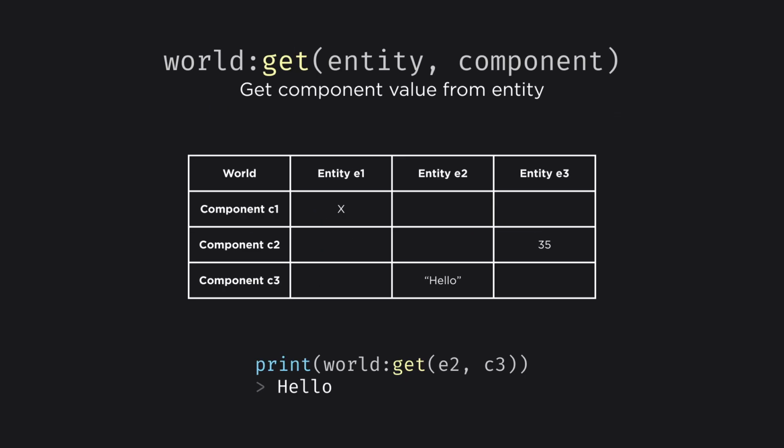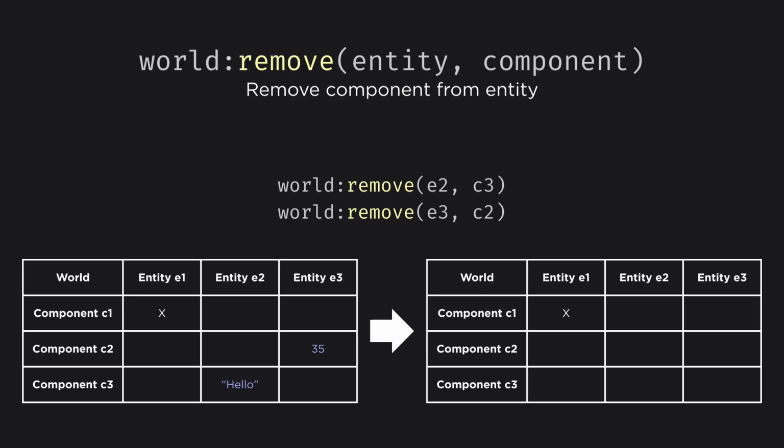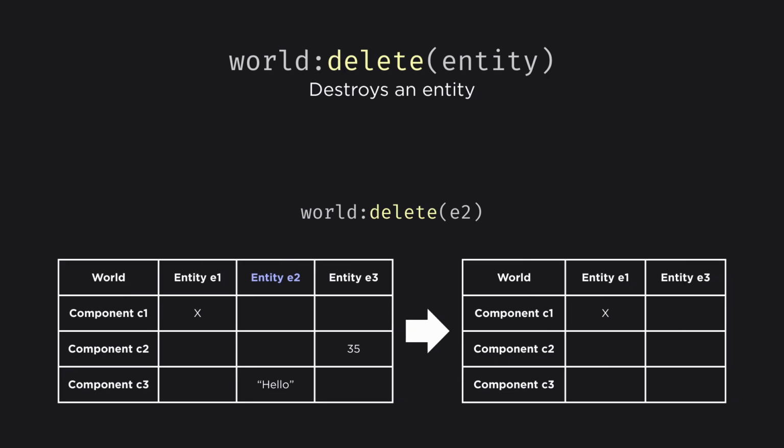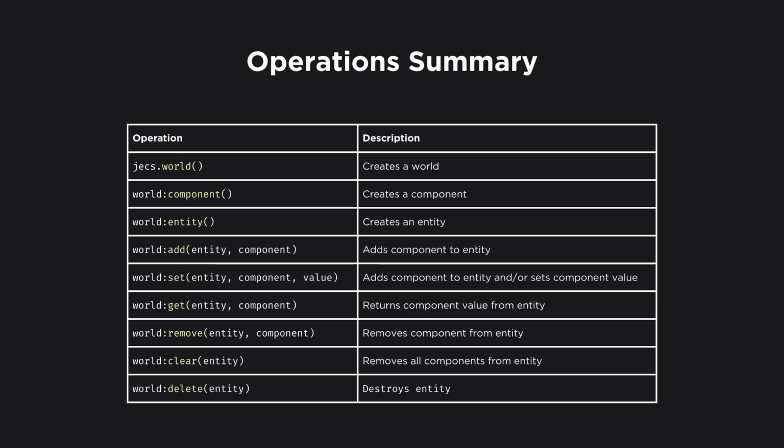To get the value of a component attribute, call the world get method with the entity and the component as the respective arguments again. To remove a component from an entity, call the world remove method. Again, it takes in the entity and component as respective arguments. To remove all components from an entity, call the world clear method, which takes in the entity as the only argument. To destroy an entity or component, call the world delete method and put in whatever you're trying to destroy as the argument. So yeah, those are the basic operations you can do on entities and components, though jecs does offer many more methods that you can find in the official jecs documentation.